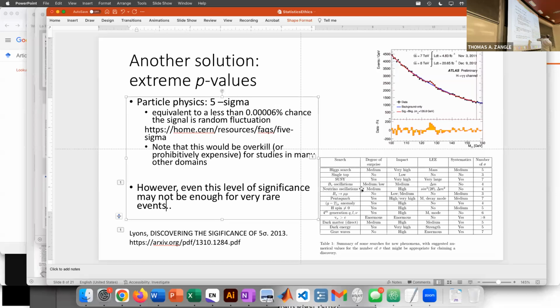But for some of the others, like gravitational waves, which has actually been observed just in the past several years, for the positive identification of gravitational waves we would need something like 7 sigma in order to have confidence in that event occurring within the data. So yeah, extreme p-values can help, but sometimes you have to get a little more extreme.